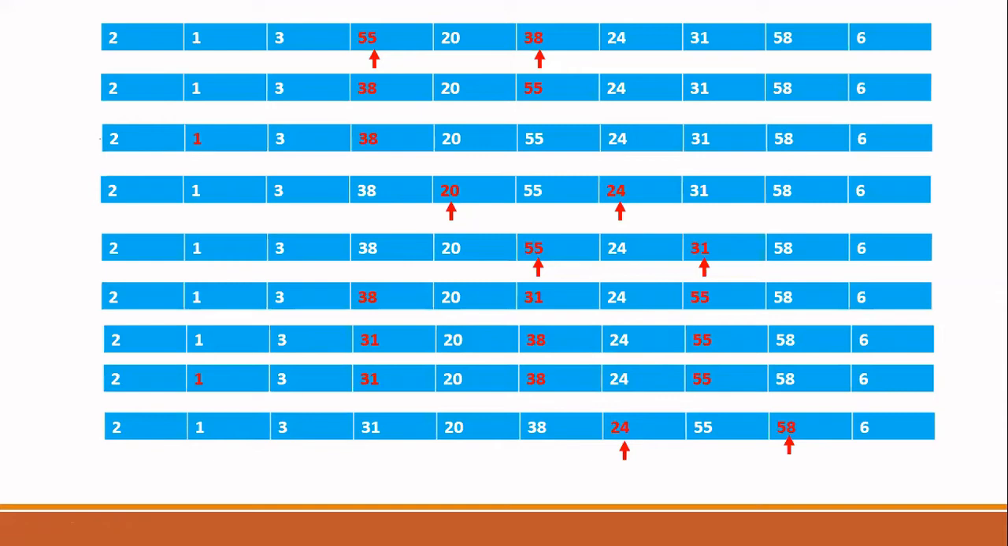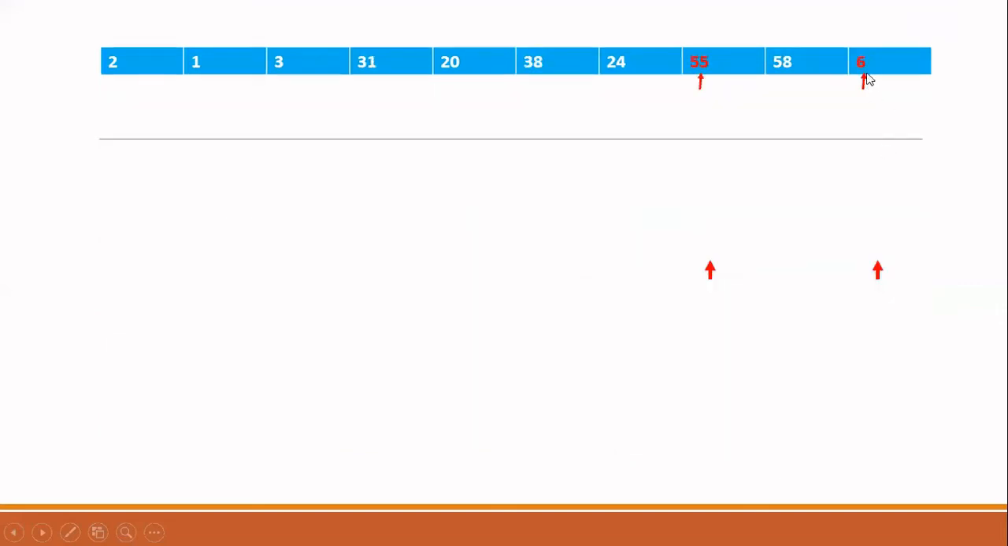If you are not doing any swapping, our aim is to reduce the number of comparisons. If you are not doing any swapping, it means you need not go for further comparison, so just stop. Okay, right. Next, our pointer is here at 58. We have to move the pointer to the next element, that is, we are going to move to 6.